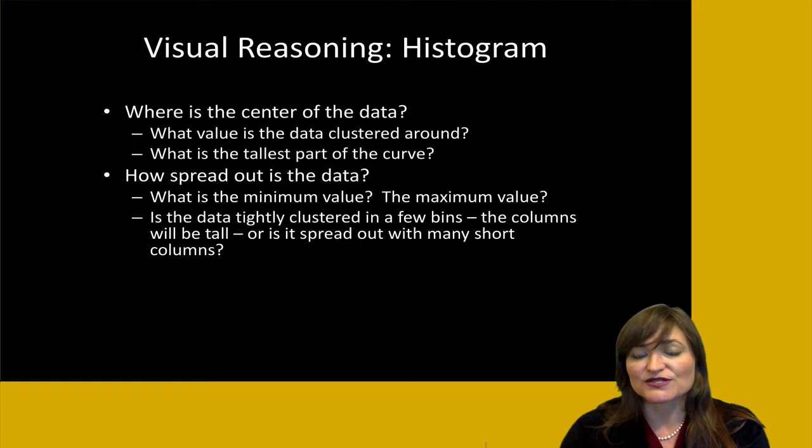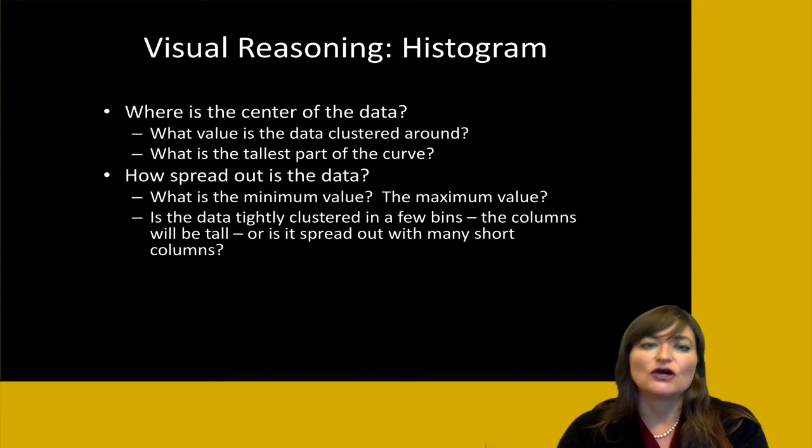Another question that you ask yourself is, how spread out is the data? What's the minimum value? What's the maximum value? Is the data very tightly clustered in very few bins where the columns will be really tall because there'll be lots of observations in each of a very few columns? Or is it spread out where there'd be lots of small columns with a couple of observations in each of those bins?